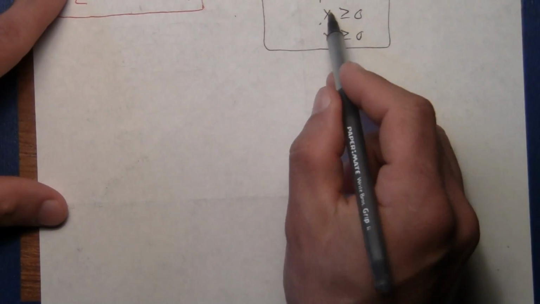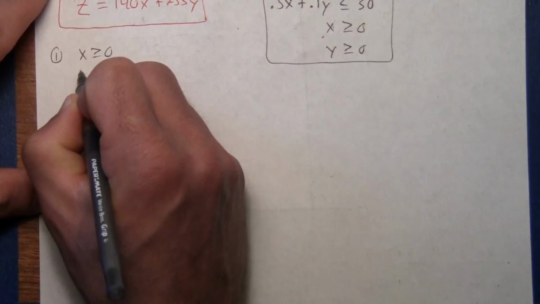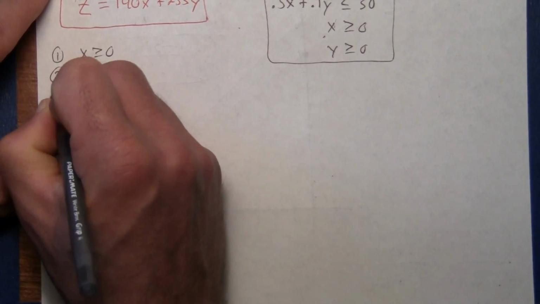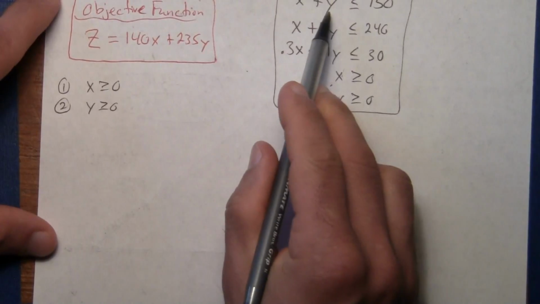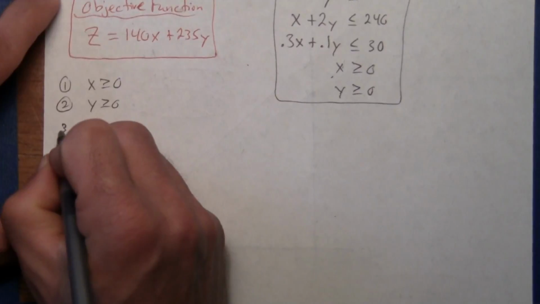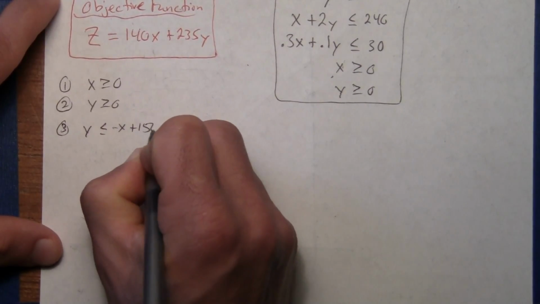So just rewriting these, I'm going to put these two down first since they're the easy ones. I've got x is greater than or equal to 0. Y is greater than or equal to 0. That again tells me I'm in the first quadrant. If I solve this one for y, that one's simple enough. That's going to be y is less than or equal to negative x plus 150.